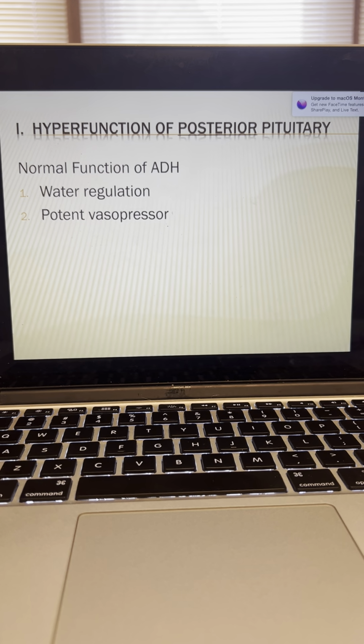All right, so the first thing is hyperfunction of the posterior pituitary. This is due to an increased release of antidiuretic hormone. Remember, the normal function of the antidiuretic hormone is for water regulation, and it is a potent vasopressor. It increases the plasma osmolality, and it stimulates ADH production. It results in a more dilute serum and concentrated urine.